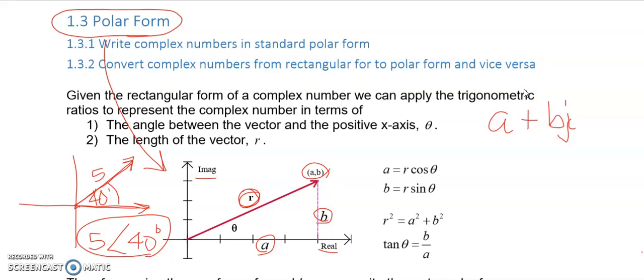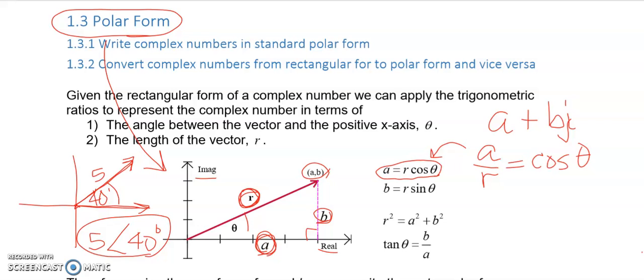Well, if you look carefully at that diagram, and use a little bit of trigonometry, you can clearly see, remembering this is a right triangle, that a over r is the cosine of angle theta. So a over r is equal to the cosine of that angle theta. And if you multiply both sides of that equation by r, you end up with a is equal to r times the cosine of theta.